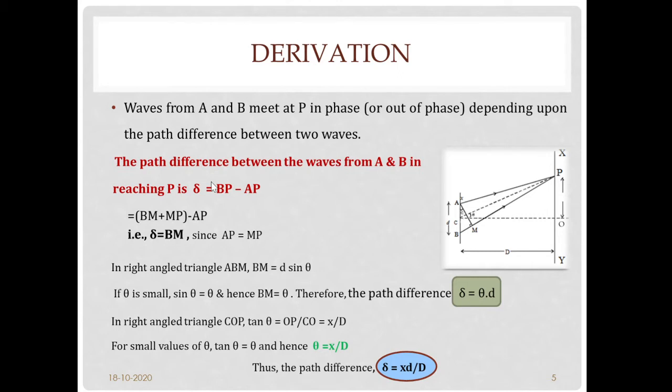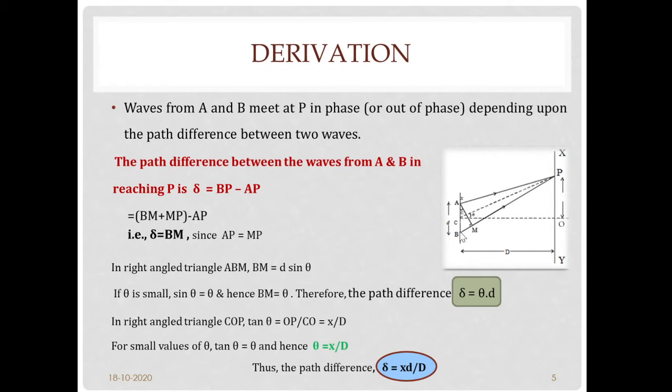So BP minus AP. And in this figure we can see what BP is. BP is BM plus MP, minus AP. And it is very clear that this distance AP is the same as MP. So we can say delta is BM. And now we have to find out an expression for BM.